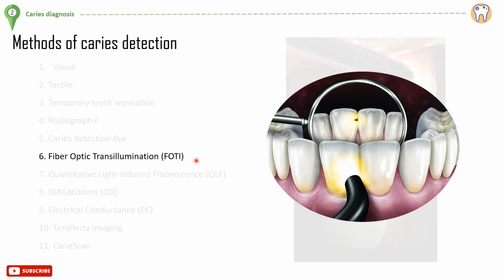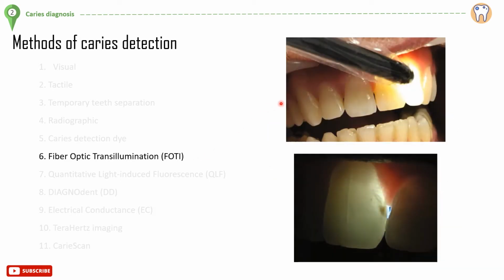Number 6, fiber optic transillumination. The light transilluminates the tooth surface, allowing you to see the caries lesion as a dark spot, even if it wasn't visible on the tooth surface. This light can also be used to detect dental cracks, just like caries detection dyes.